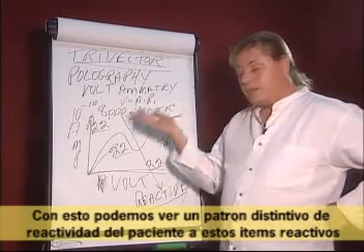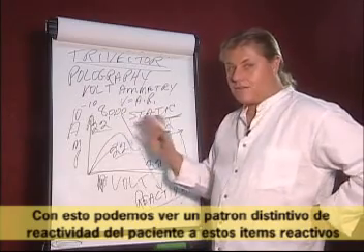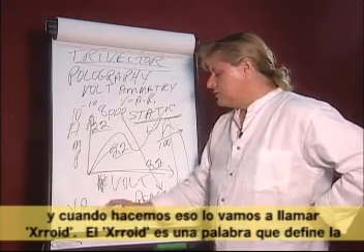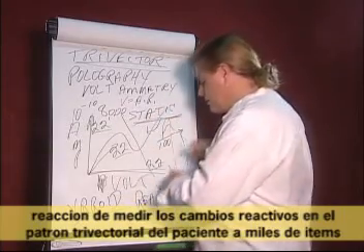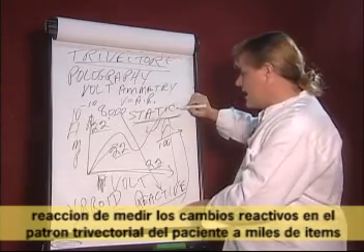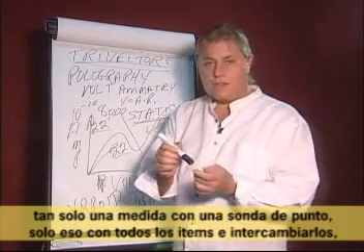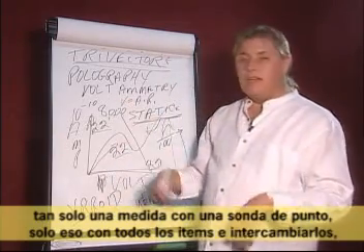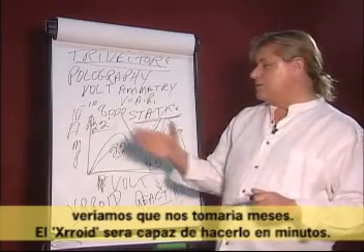With this, we can now start to see a distinct pattern of reactivity of the patient to these reactive items. And when we do that, lo and behold, we're going to call that the zeroid. The zeroid is a word that defines the reaction of measuring the reactive changes in the patient's trivector energy pattern to thousands of items at biological speeds. If we were to take these 8,000 items and try to do even one measurement with a muscle or with a probe, and do that with all of those and exchange them in, we would see that it would take months. The zeroid is going to be able to do it in minutes.